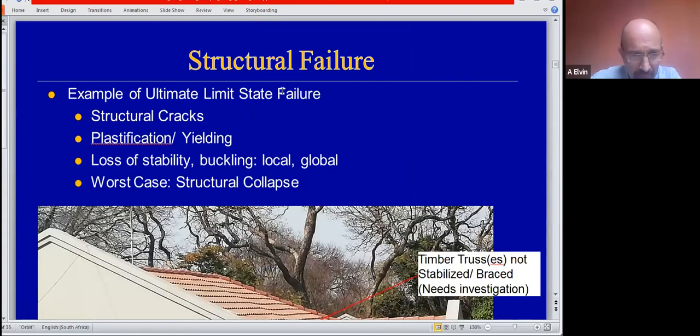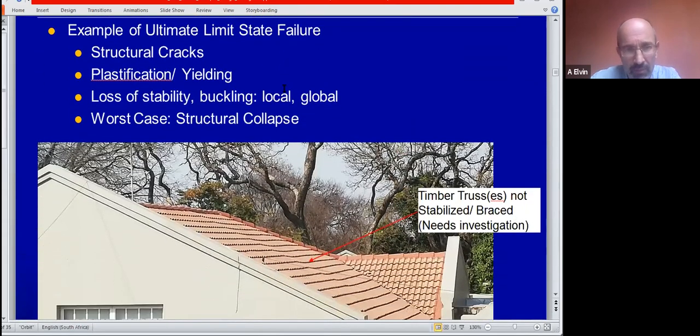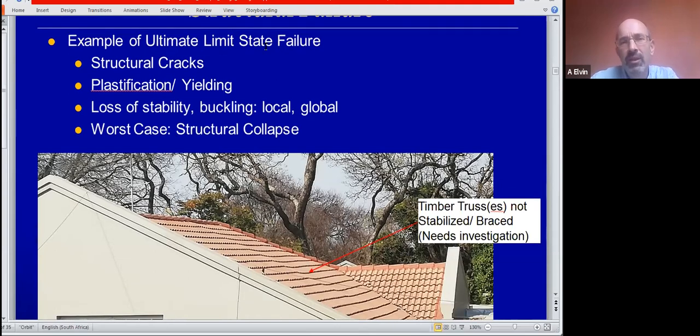Right, serviceability failure. Now an ultimate limit state failure is my neighbor's house that I can photograph from upstairs. And if you look very carefully here, I don't know if you can see this, but there is a little subtle displacement of the tiles on the neighbor's roof. Well, this is clearly a truss or a timber truss or a rafter problem, and the rafters slash truss have most probably lost stability and have been unbraced, and this is considered an ultimate limit state failure, where there could be structural cracks, plastification and yielding, loss of stability, as you see here, and this could be local or global. This is most probably local.